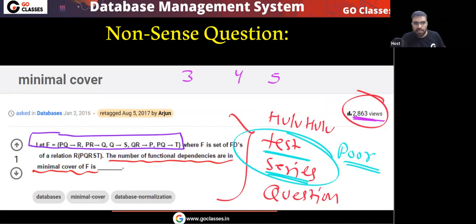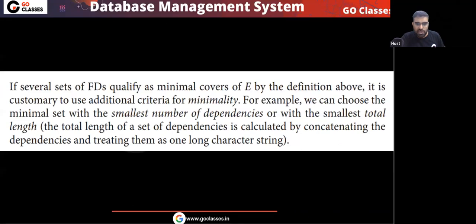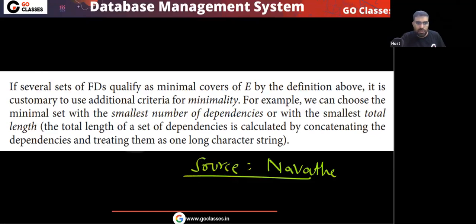Is this clear? You can see this is given in the Navate. This thing is already given in the Navate. This is your Navate book. In the Navate, it is actually given that minimal does not mean that the number of FDs is minimum. You can see that several sets of FDs can qualify as minimal covers. If you have several minimal covers, then remember, an additional criterion has to be defined. Yes or no? Is this clear?